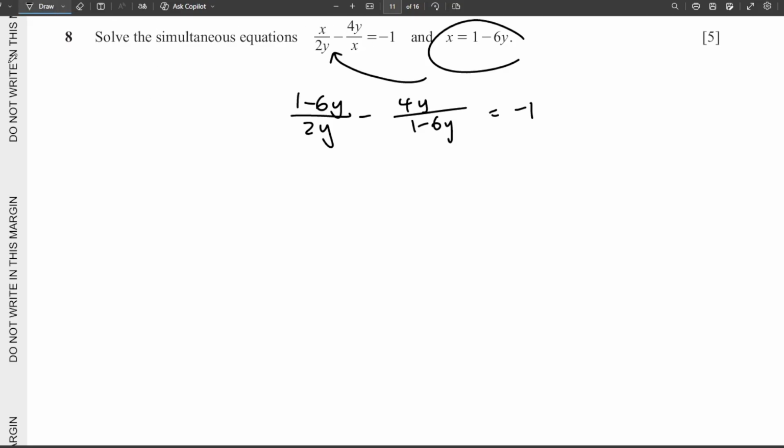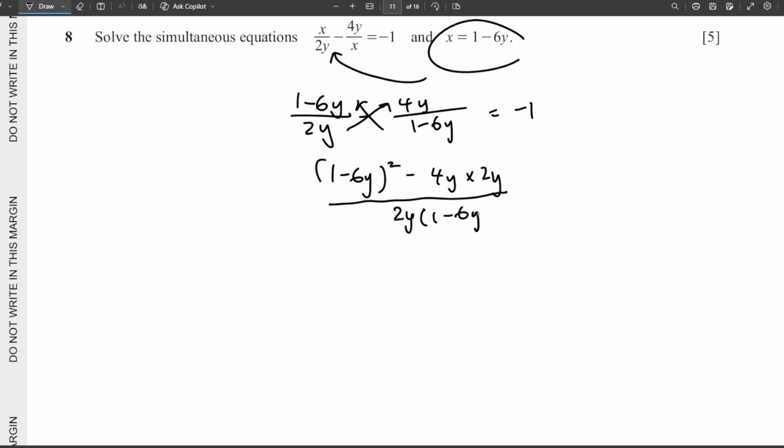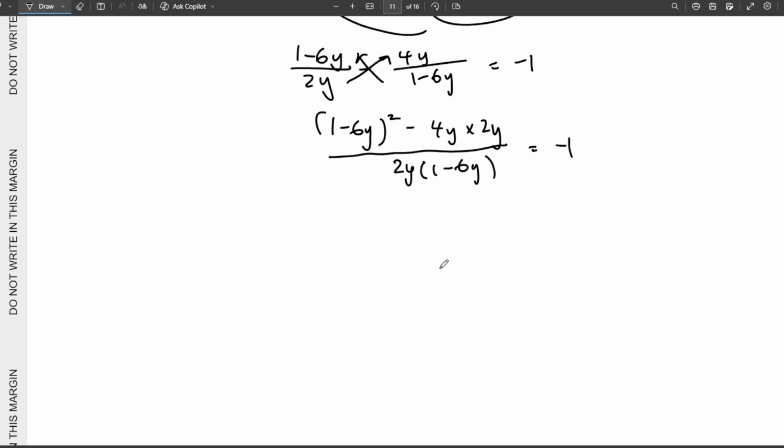Now what we can do is cross multiplication so that I can combine the denominator of the fraction. So I have 1 minus 6y squared, and then minus 4y times 2y, divided by 2y times 1 minus 6y, equals negative 1. So now we do the expansion of everything. 1 minus 12y plus 36y squared minus 8y squared. And then this one I'm also going to bring directly to the right hand side. So I have negative 2y plus 12y squared. Correct, yeah. This one is plus 36, not minus 36.